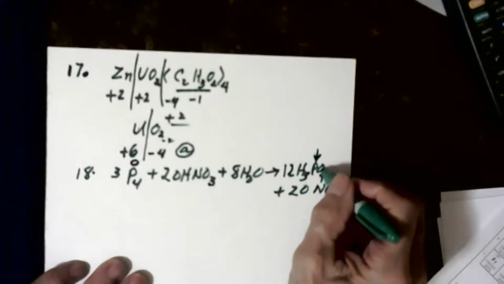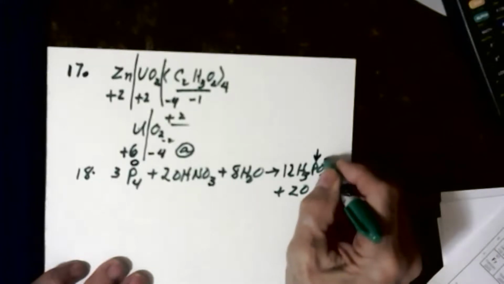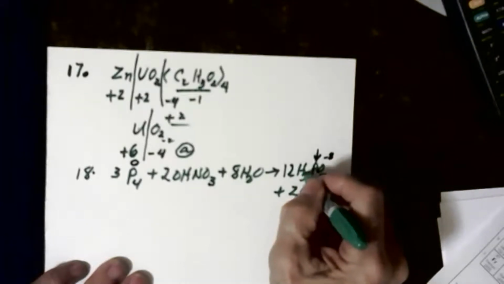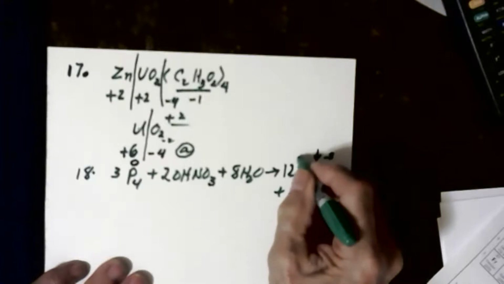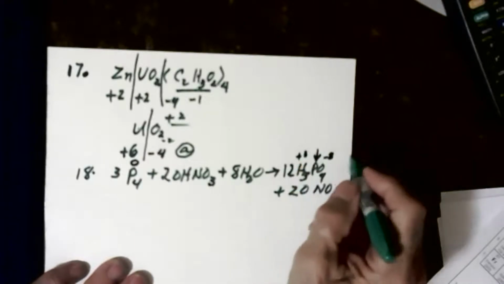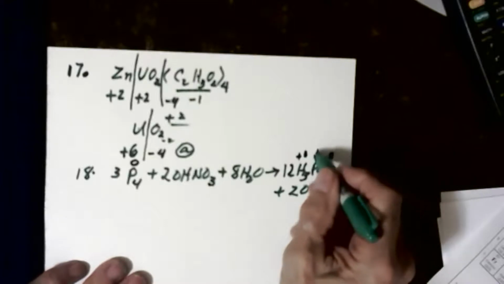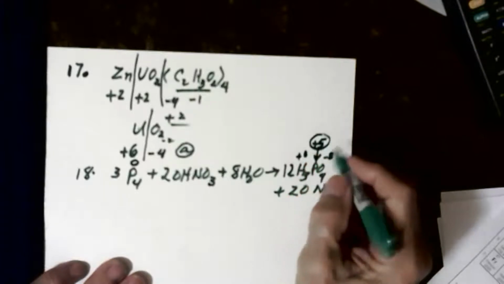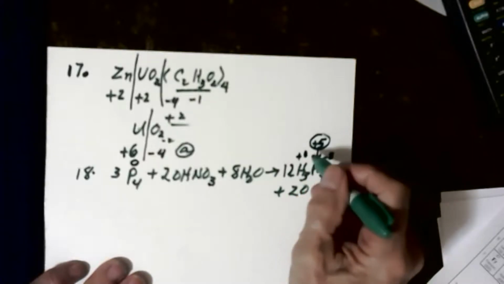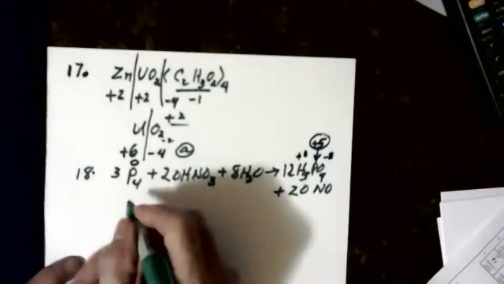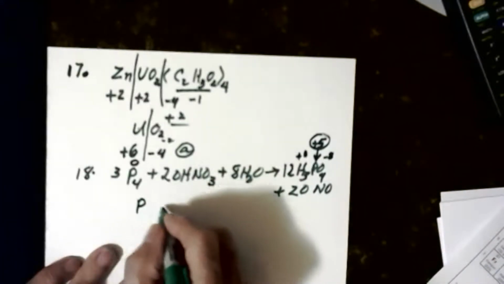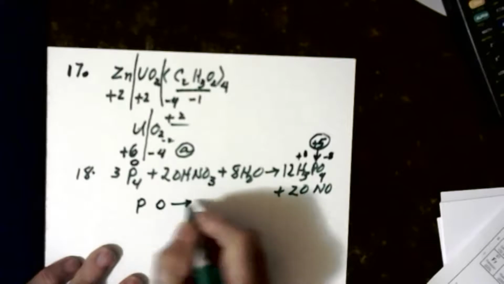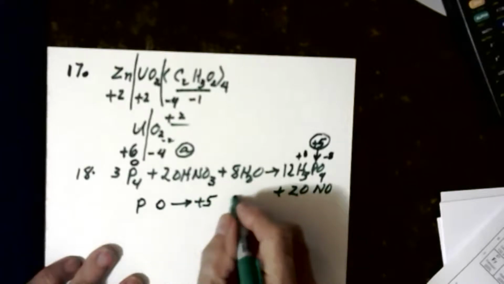Well, the oxygens are -2. So 4 of them, that would be -8. And the hydrogens are all +1. And there's 3 of them. So this is +3. So +3, I got -8. This has to be +5. Because +5 +3 is +8 with 4 oxygens -8. So phosphorus has to be +5. So phosphorus goes from 0 to +5. That's oxidation.